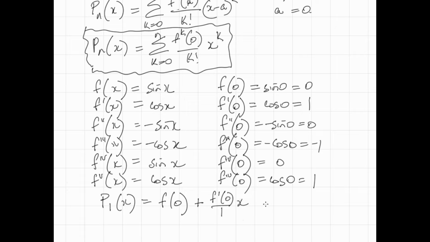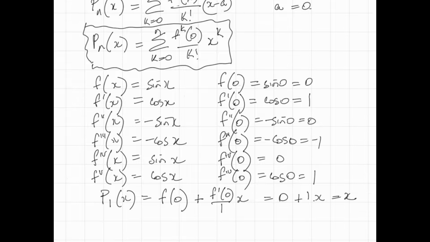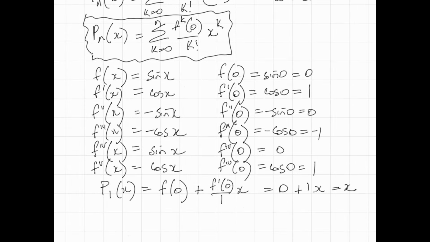Now, what is that? f of 0, we've already worked out up here, is 0, plus f dash of 0, which is 1 times x. So that'll be just equal to x. So there's the first order Taylor polynomial for y equals sine x. P2 of x will be the first order, so it'll be these.